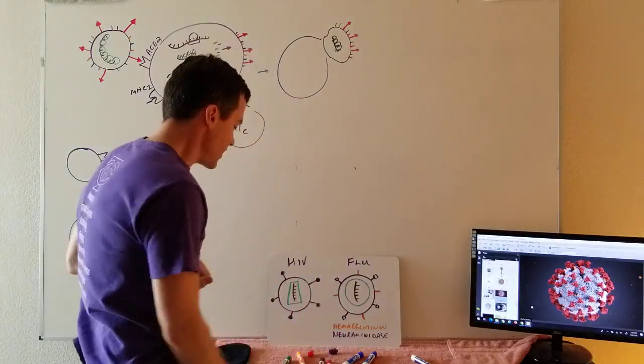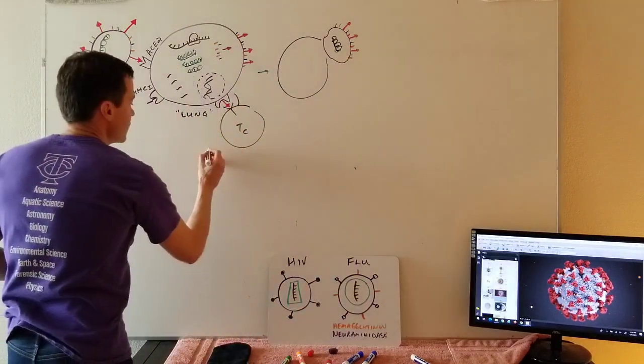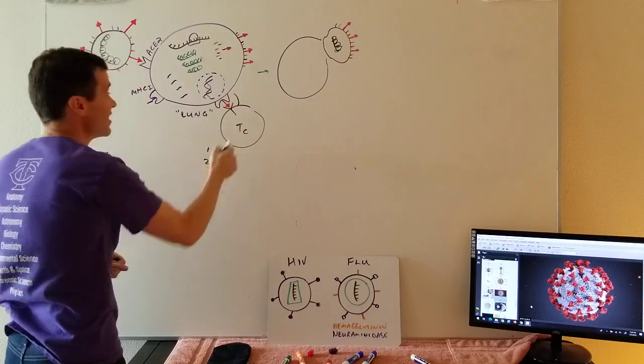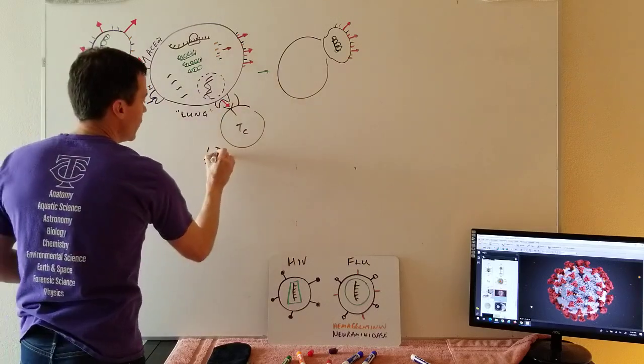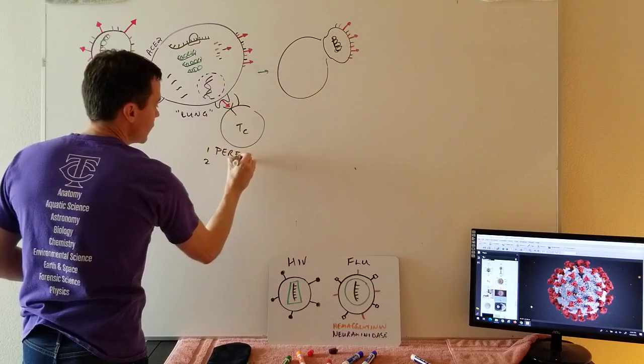So what cytotoxic T cells will do is we're going to focus on two ways that they can kill this cell. One is called Perforin.